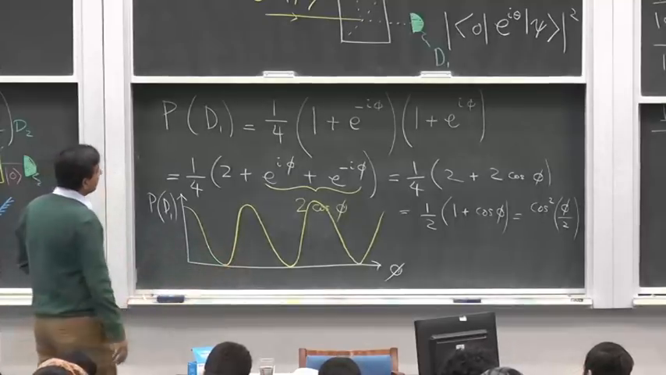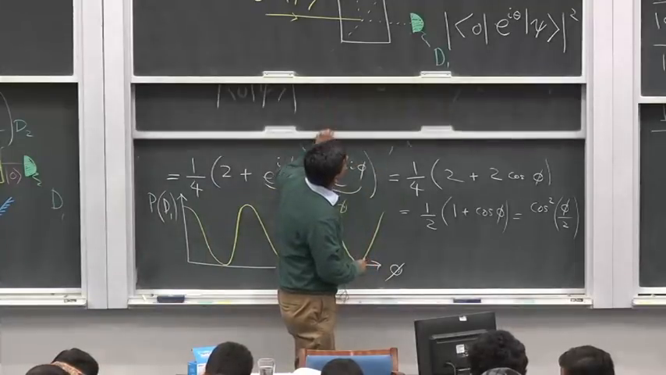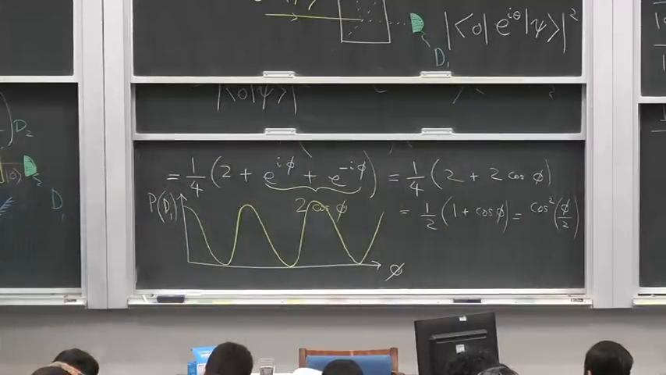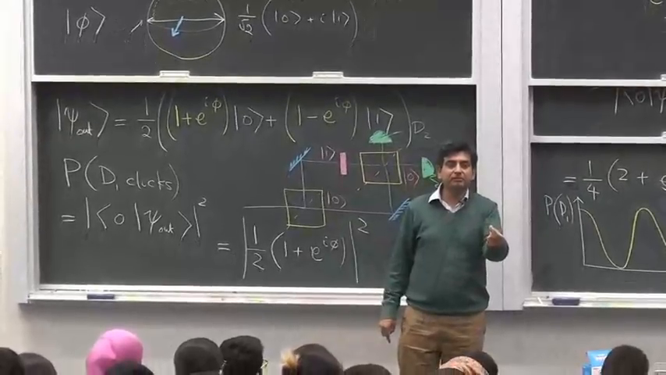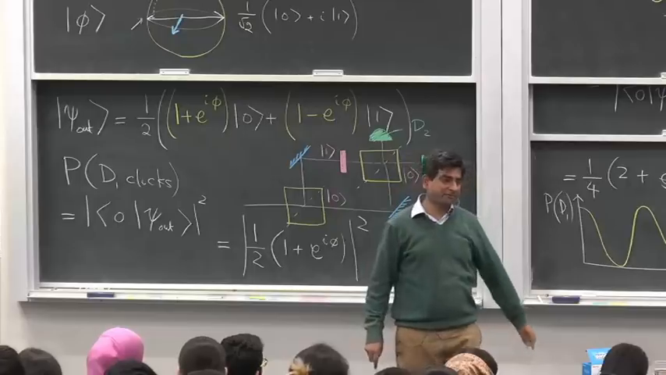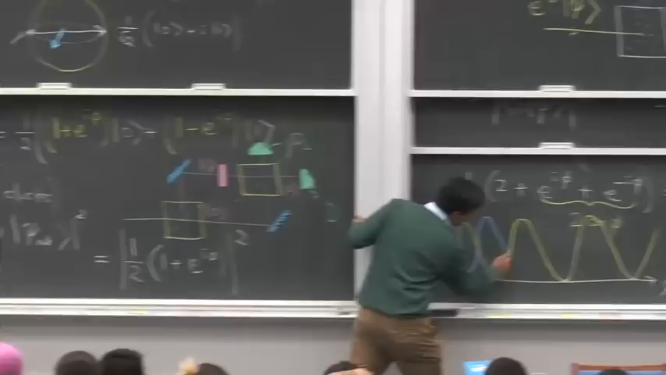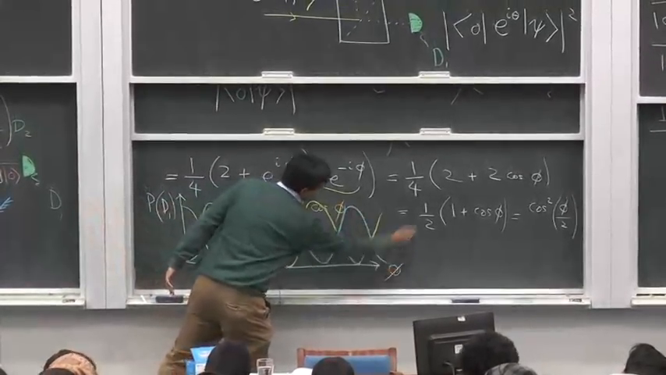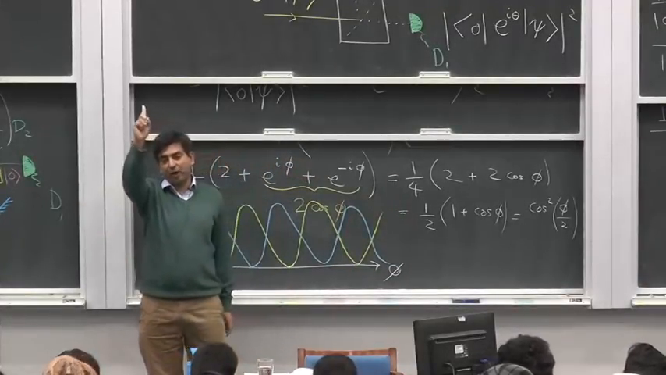And if I look at the other detector, suppose I would like to find the probability that this detector clicks. Can you immediately tell me what the answer is going to be? 0? It's going to be sine squared of φ/2. So that probability is going to look like this. And at any one φ, the two probabilities add up to give you 1.